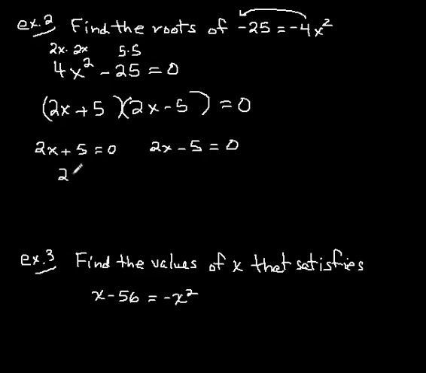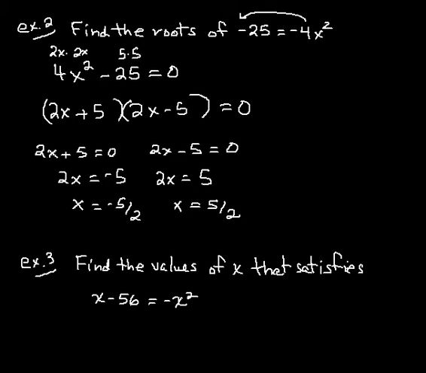Solve them. 2x equals negative 5. x equals negative 5 halves. And over here, 2x equals 5. x equals positive 5 halves. So your two roots, or solutions, are negative 5 halves and positive 5 halves.